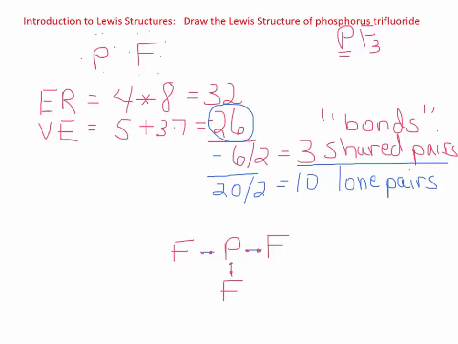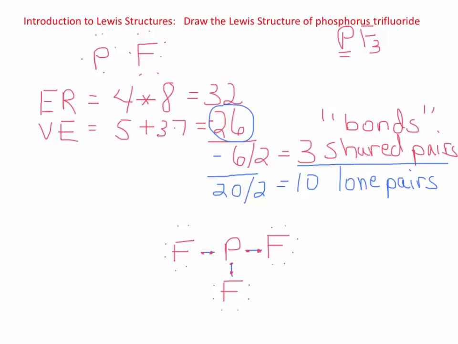Now, since atoms like to have an octet of electrons around them, we need to do something about this. If you notice right now, this fluorine has 2 electrons by it. It needs 6 more to have 8. So I'm just going to draw 6 more electrons around it. There we go. And the other fluorine is just like it. It needs 6 more. And this fluorine is just like it as well.